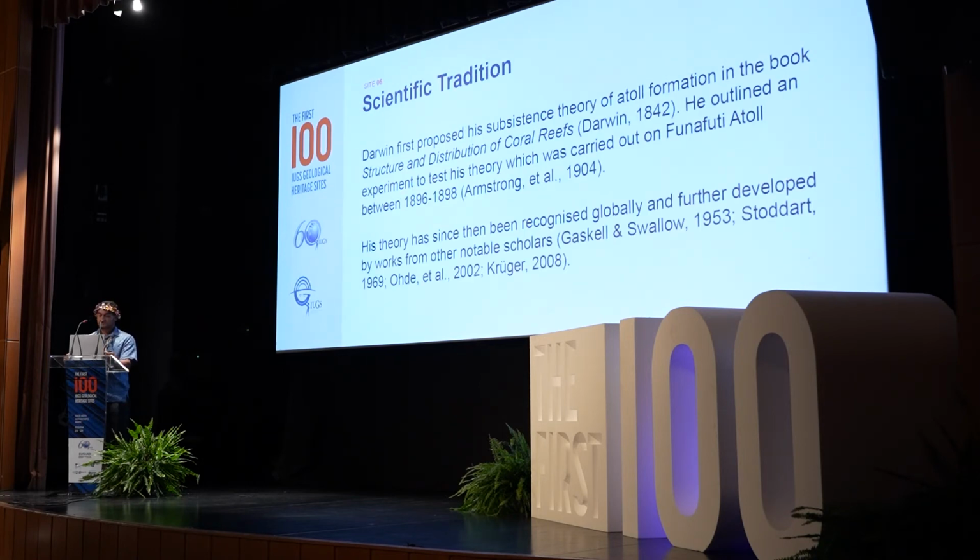The scientific tradition. Darwin first proposed his subsidence theory of atoll formation in the book The Structure and Distribution of Coral Reefs. He outlined an experiment to test his theory, which was carried out on Funafuti Atoll between 1896 and 1897. His theory has since been recognized globally and further developed by works from other notable scholars.